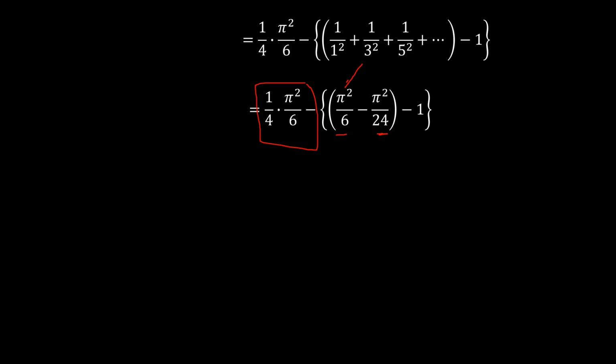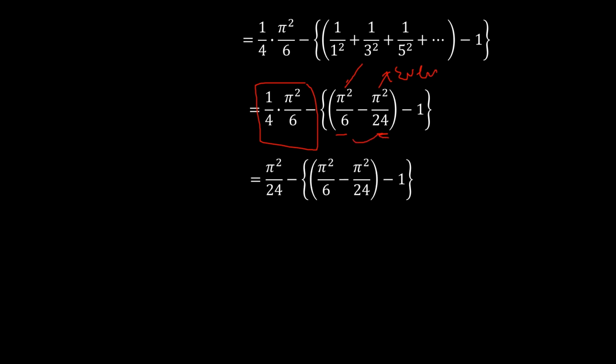Pi squared over 6 minus pi squared over 24, because this is just the even terms. So in order to be left with the odd terms, this is what you're going to do. And then we've kept the minus 1 there. And so just simplifying this further, pi squared over 24 from 6 times 4, and then here we have pi squared over 24. Since there's a negative and negative here, when you add these together you get pi squared over 12.